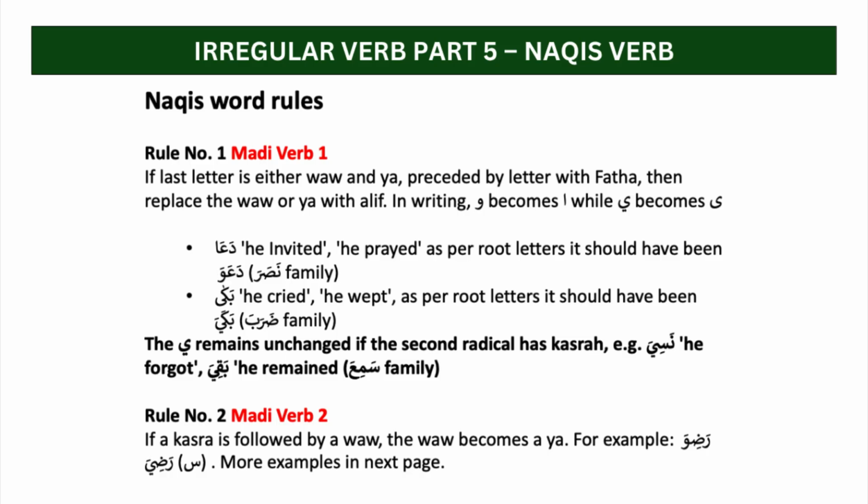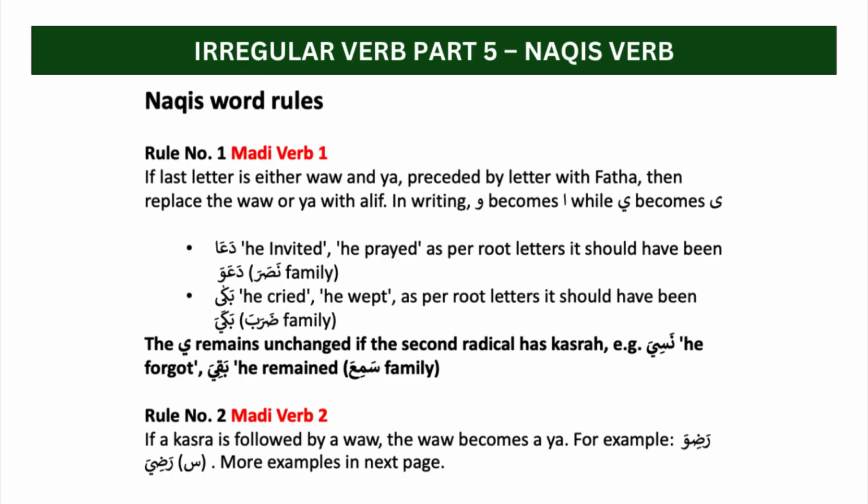The slide gives us the example da'a. The meaning is he invited or he prayed. But according to the original root pattern, it should have been something like da'awa. So what happened? The final waw was weak, it came after fatha, and Arabic made the form lighter. So instead of keeping da'awa, the word settled into da'a. The weak ending changed for ease.